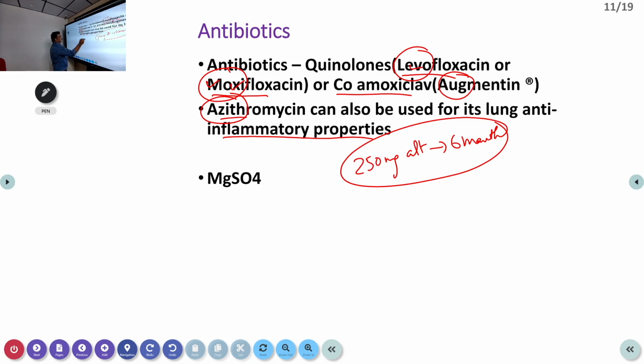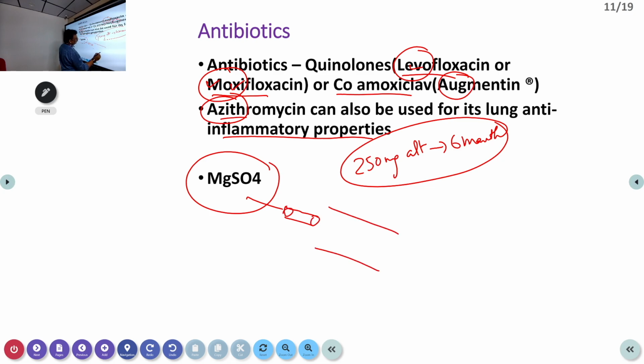Magnesium sulfate infusion, 2 to 3 gram of IV magnesium, can be given. This is an add-on drug. This drug can produce some amount of bronchodilatation, but it is not a definitive drug to be given. That's an add-on drug. But many researchers have shown that magnesium sulfate infusion in patients with acute COPD can reduce the recurrent admissions to the hospital. So that may be an advantage.